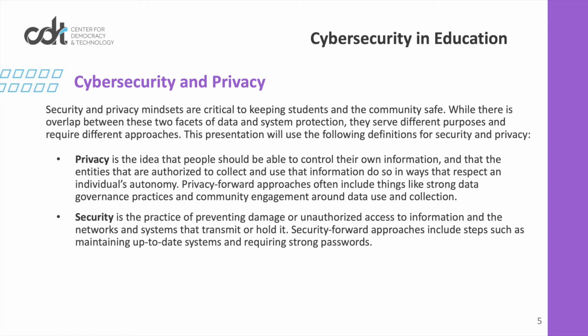Protecting students and the rest of the school community requires both privacy and security approaches. While there is some overlap between these approaches, they serve different purposes and require different techniques. For the purposes of this presentation, we'll use the following definitions when we talk about each approach. Privacy is the idea that people should be able to control their own information, and that the entities that are authorized to collect and use that information do so in ways that respect an individual's autonomy. This often means things like having clear rules about when and how data is used, and incorporating community perspectives when setting up a data program.